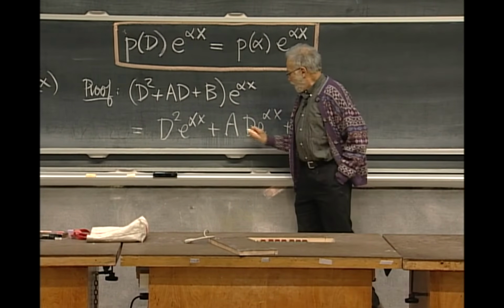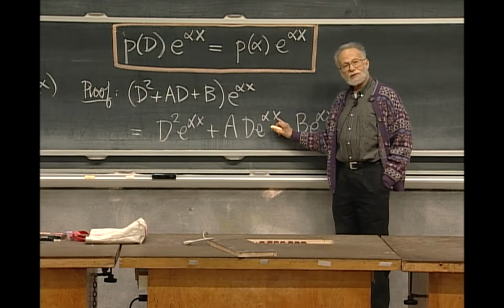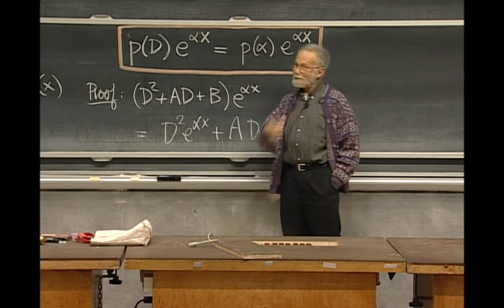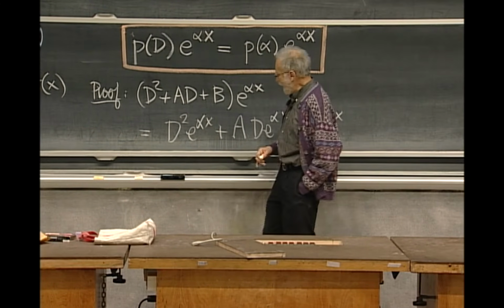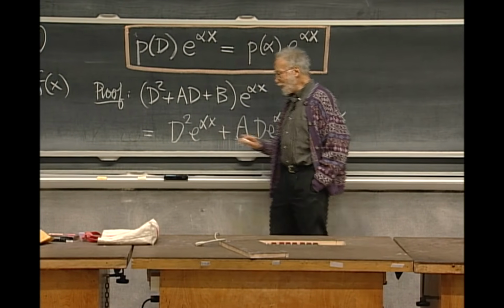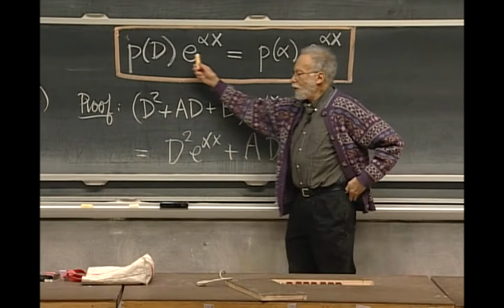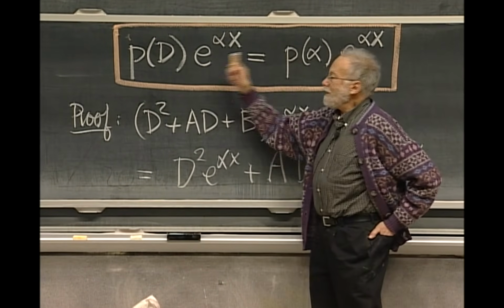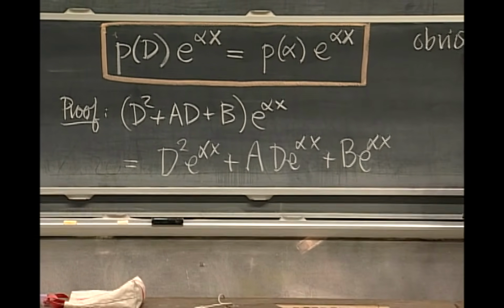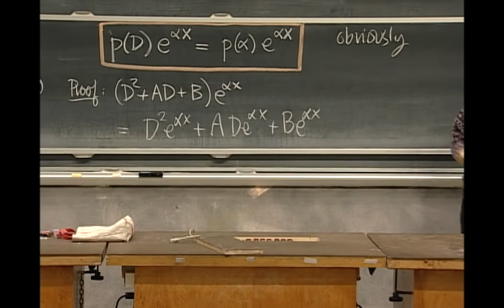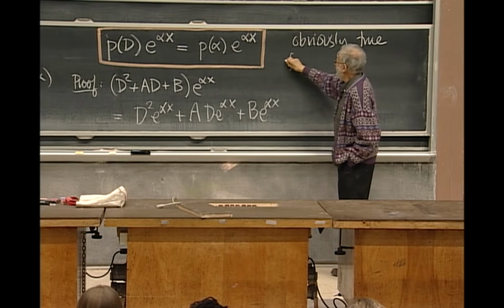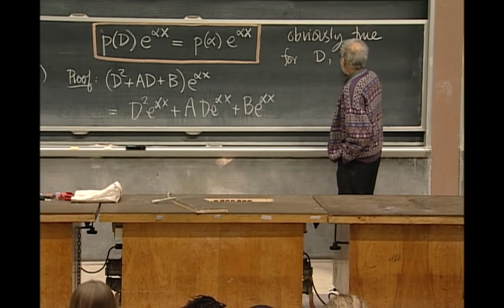Well, what are these? What's the derivative of e to the alpha x? It's just alpha times e to the alpha x. What's the second derivative? Well, if you remember from the exam, you can do 10th derivatives now. So the second derivative is easy. It's alpha squared times e to the alpha x. In other words, what I'm saying really is that this law is obviously true for the operator D and the operator D squared.